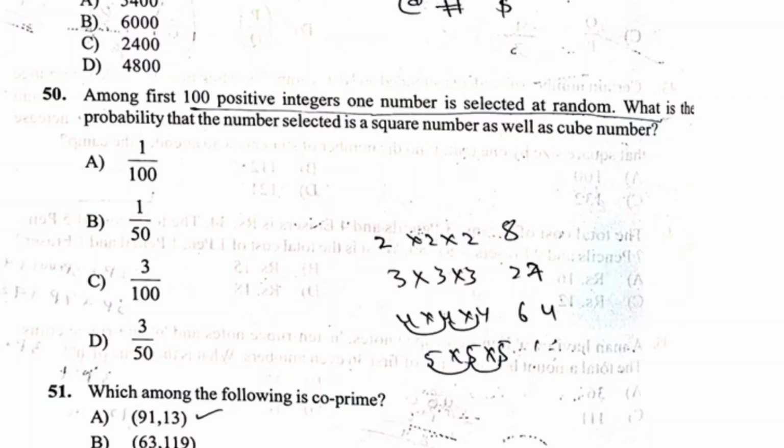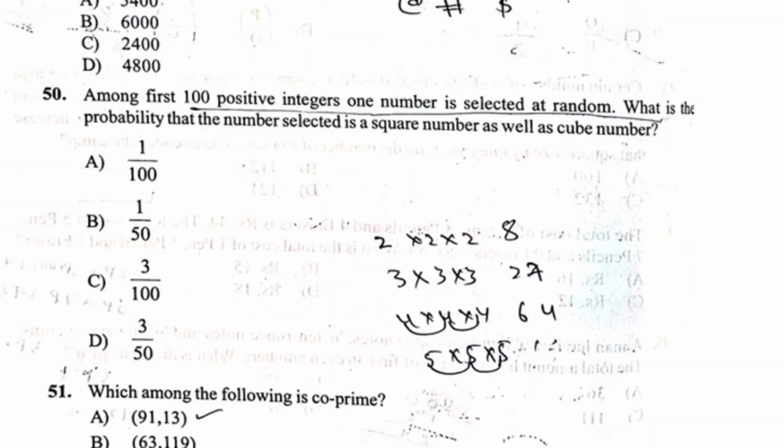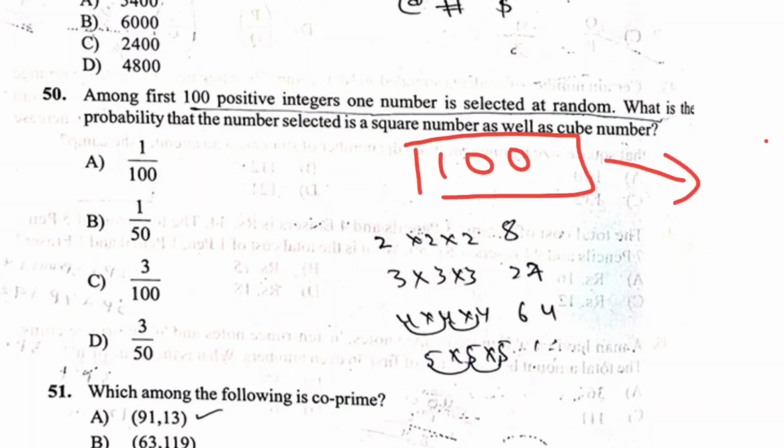Next question is, among the first 100 positive integers, one number is selected at random. What is the probability that the number selected is a square number as well as a cube number? Options are 1/100, 1/50, 1/300 or 1/350. So we have 100 positive numbers, and one number is selected at random. We need to find out the probability that the number selected is a square as well as a cube number.